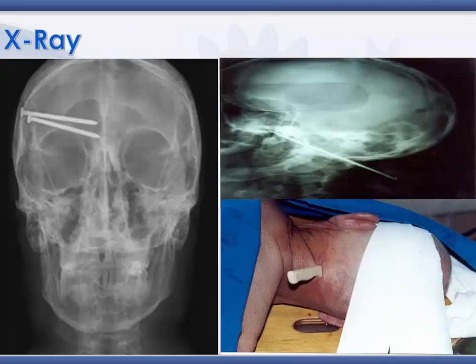An X-ray creates images of the bones and internal organs. It is used to detect bone or joint problems or to check the heart and lungs. An X-ray works by sending small amounts of radiation through the body.